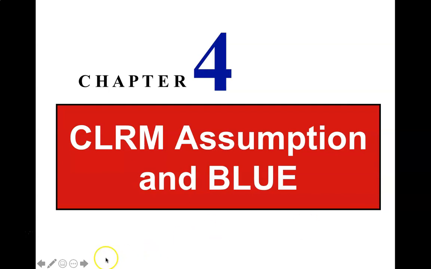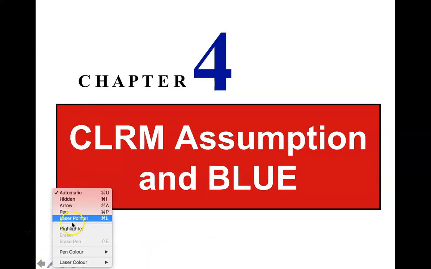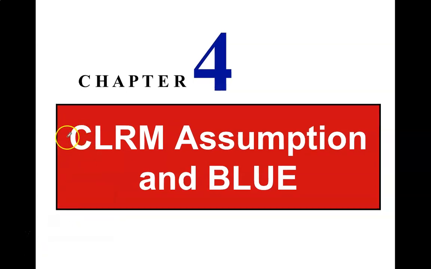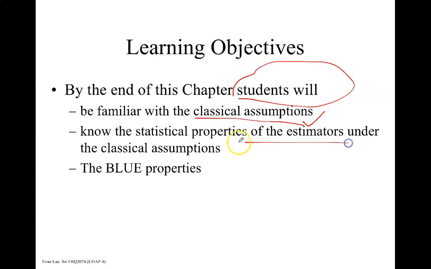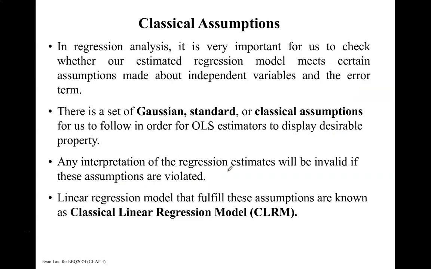So this chapter will talk about the CLRM assumption. This is the focus here, and the BLUE properties. Let us move on. The learning objective of this chapter is that by the end, you gain some value added, to know the classical linear regression model assumption, and know the properties under the classical assumption, which is closely related to the BLUE properties. All right. So let us move on.